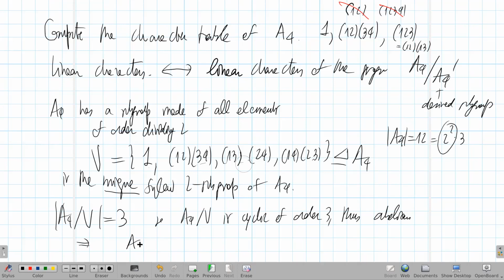the derived subgroup is contained in V because the derived subgroup is the smallest normal subgroup whose quotient is abelian. Since this quotient is abelian, the derived subgroup of A4 has to be contained in V. And this is, of course, different from 1 because it's easy to see that the group is not abelian.